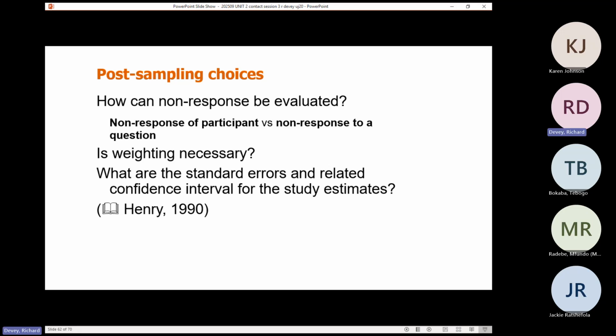Okay, and then how can non-response be evaluated? Non-response could refer to two dimensions. It could be participants that don't respond. So you might have targeted a group of people, and then some of those people don't respond. For example, with online surveys, the research suggests that certain groups of people will reply to online surveys. Not everybody will. And that means that you might have a biased sample in terms of who's responding.